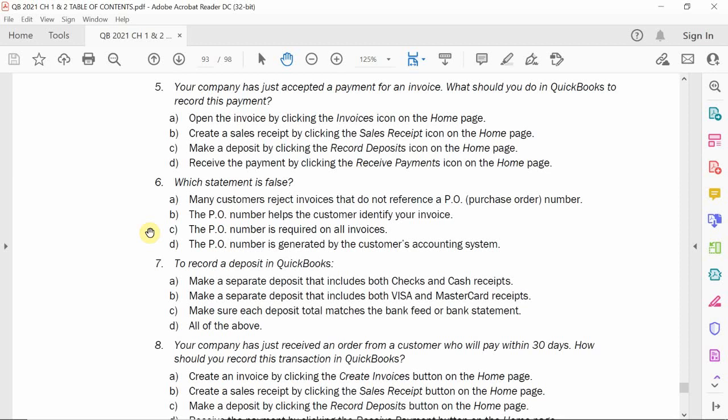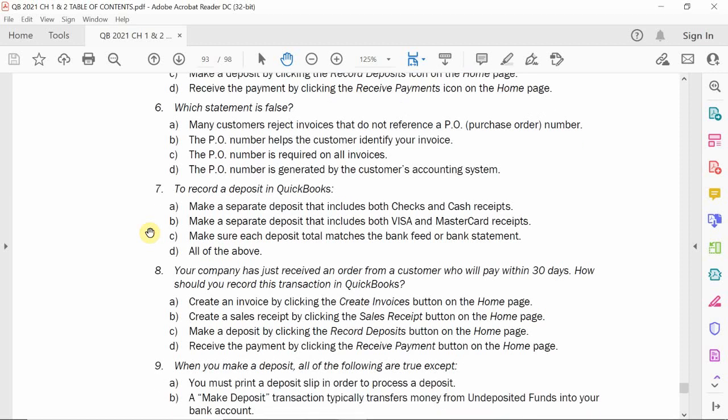Number 6 says, which statement is false? So C is correct, okay? The PO number is required on all invoices. No, not everybody is going to order from you. Some people can walk into the store and be like, I want to buy this. Did they make a pre-notion that they wanted to buy that? No. So in this case, C is correct.